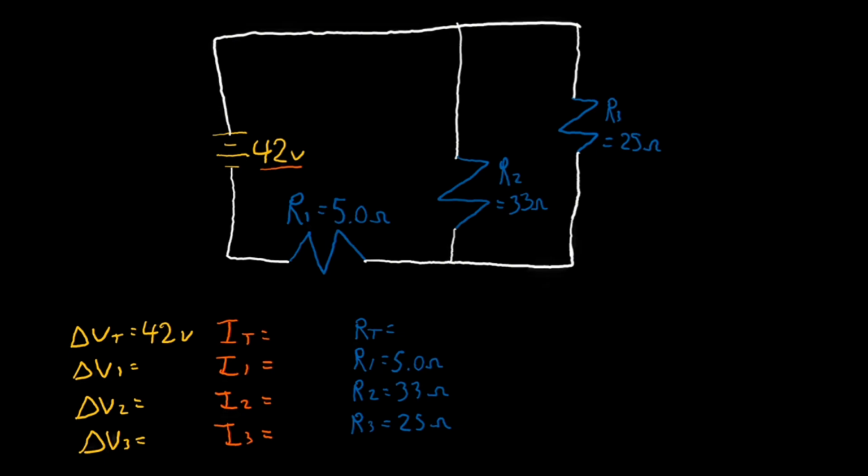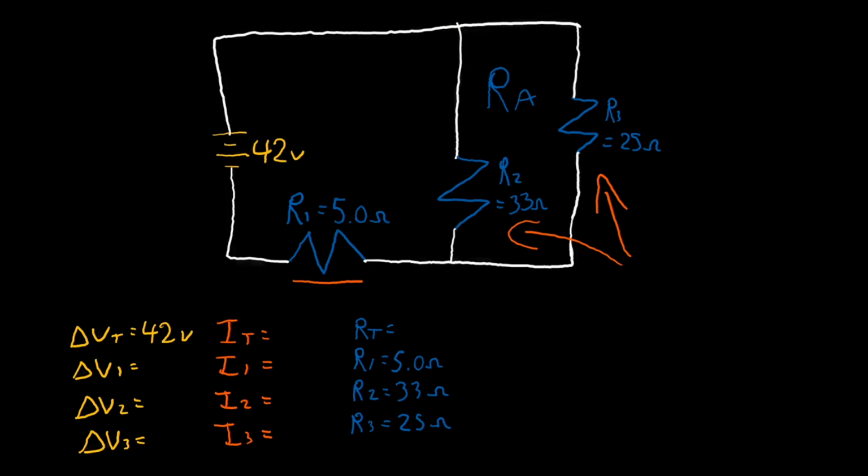Taking a look at this circuit, it looks like the first resistor is in series with these two resistors that are in parallel with each other. So in other words, we can say that R1 is in series with RA. And as we know, for a series circuit, total resistance equals the sum of all the resistances. So then how do we find RA?